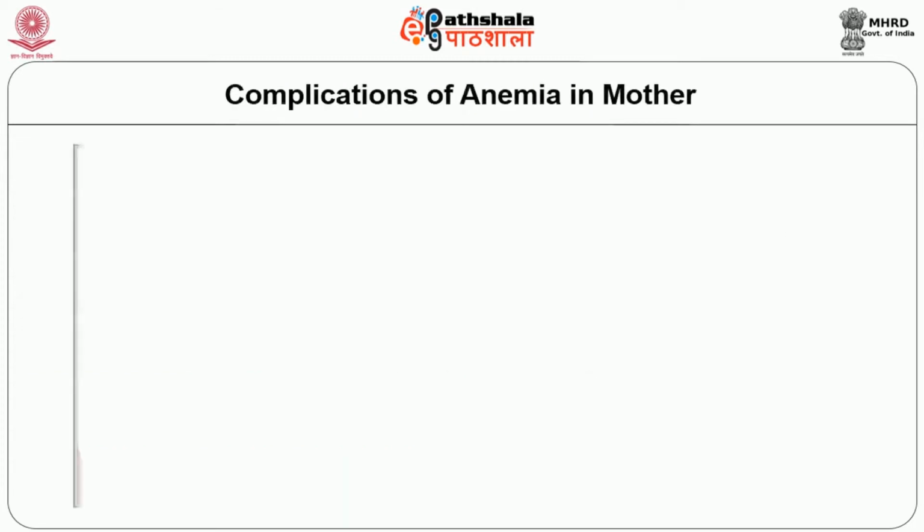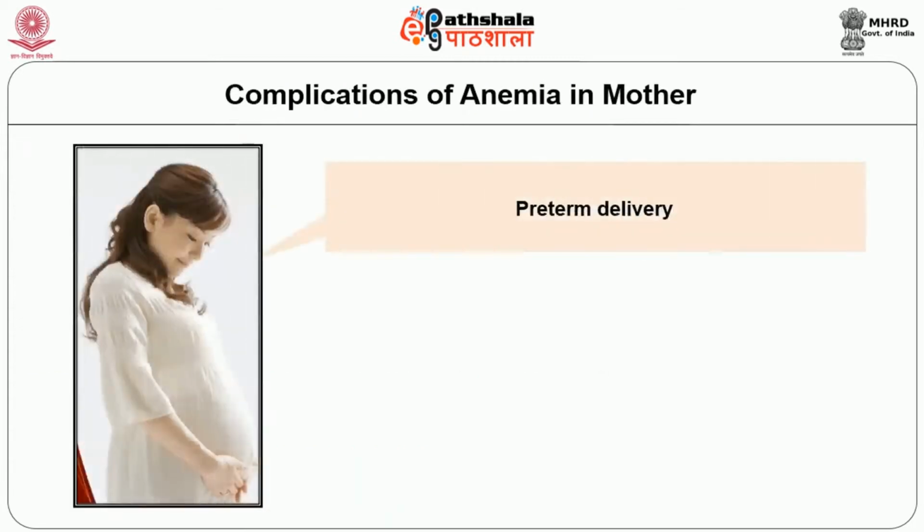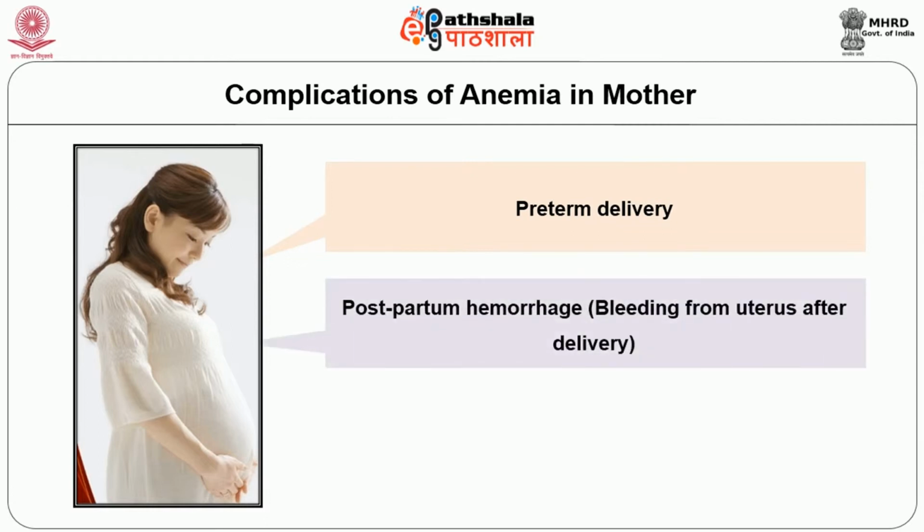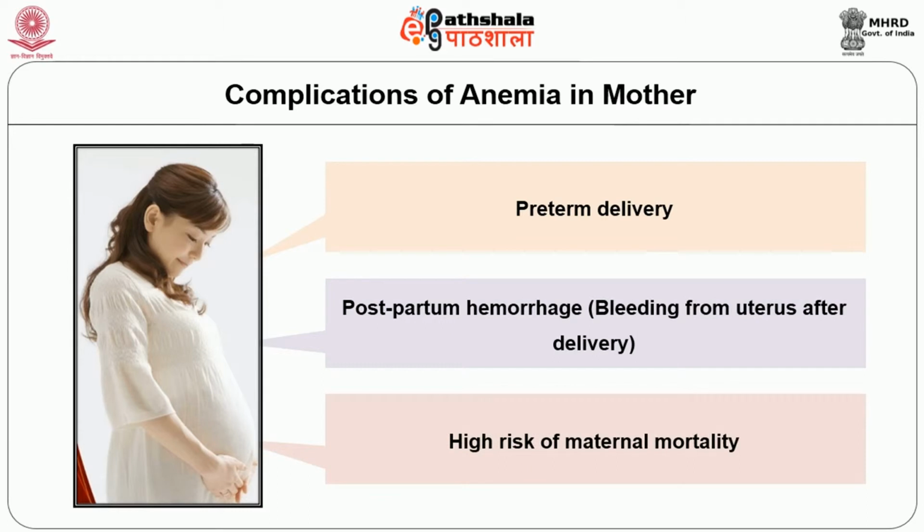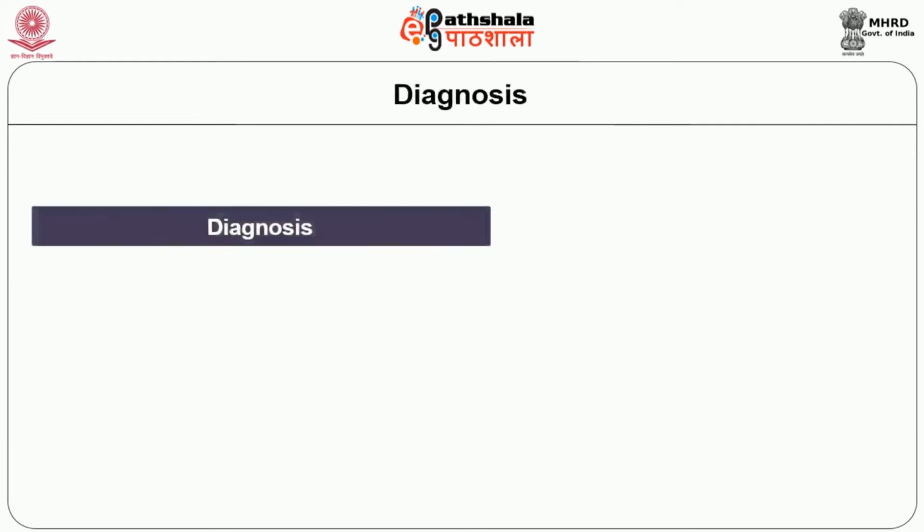Some of the complications of anemia in mothers. A pregnant woman with anemia may have preterm delivery. The normal delivery period is in the 10th month. Here the mother delivers in the 6th or 7th month. That is called preterm delivery. Postpartum hemorrhage, that is bleeding from the uterus after delivery, that leads to torrential bleed, and this leads to high risk of maternal mortality. How to diagnose anemia?